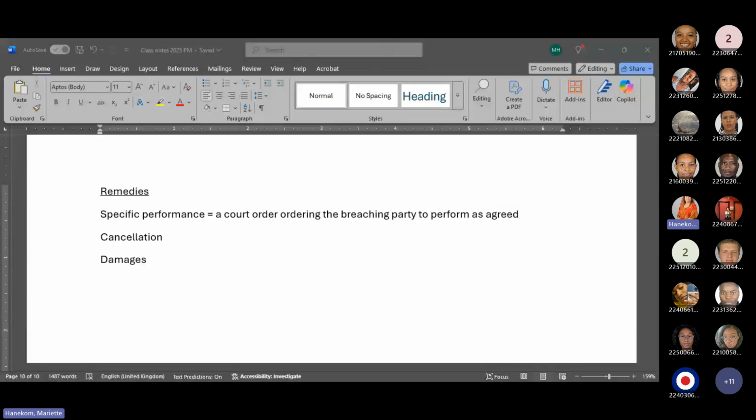Cancellation, on the other hand, is an order that the contract is cancelled. Careful here. Cancelling the contract is not the same as the contract suddenly going void. It doesn't go void. It is cancelled. It comes to an end.